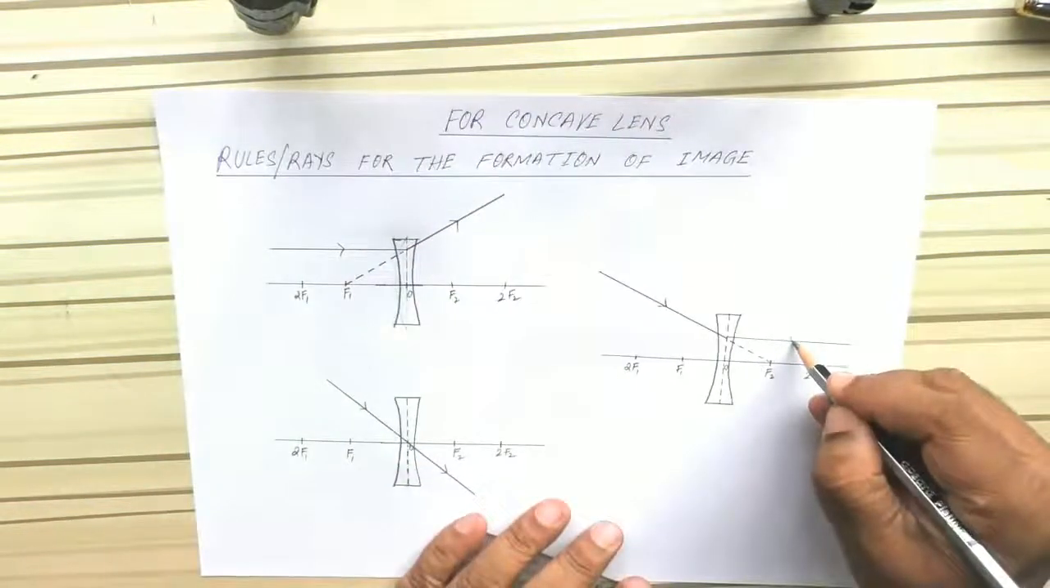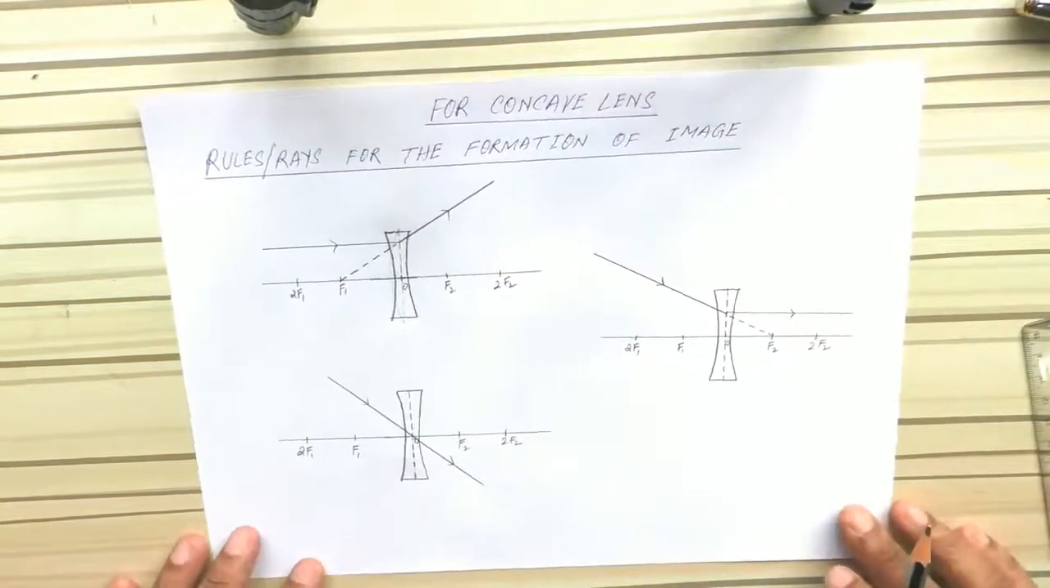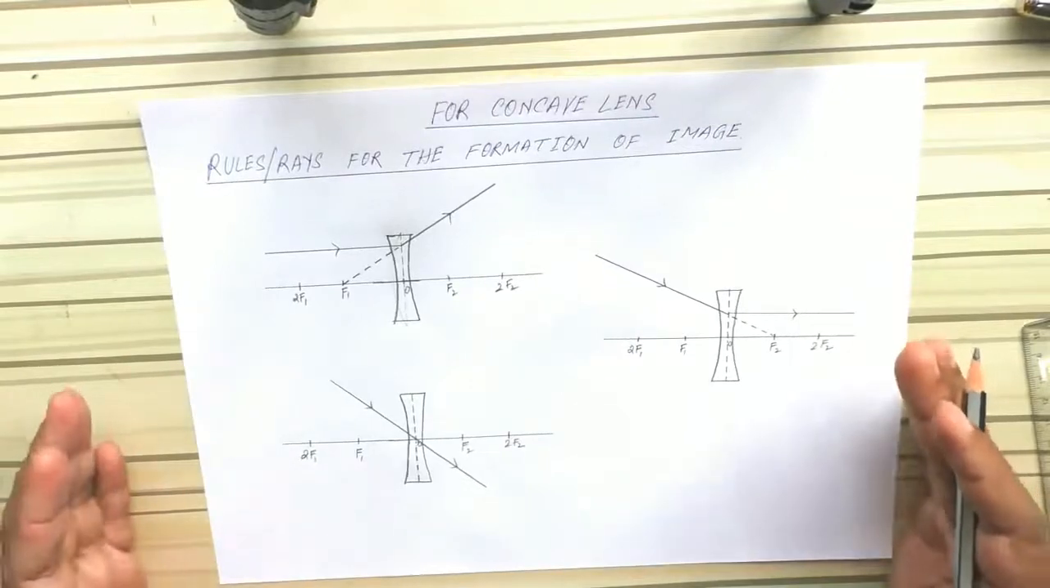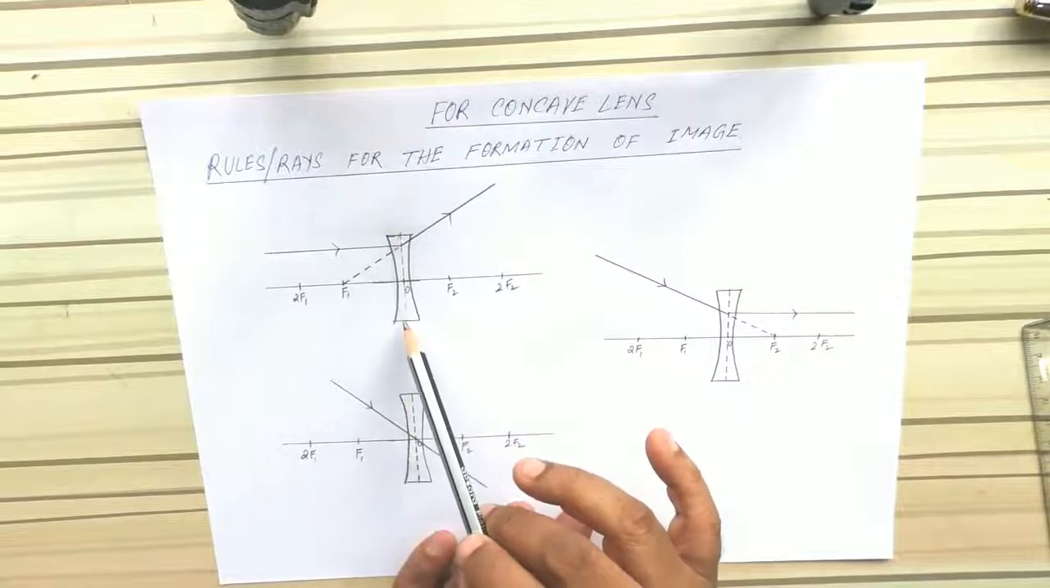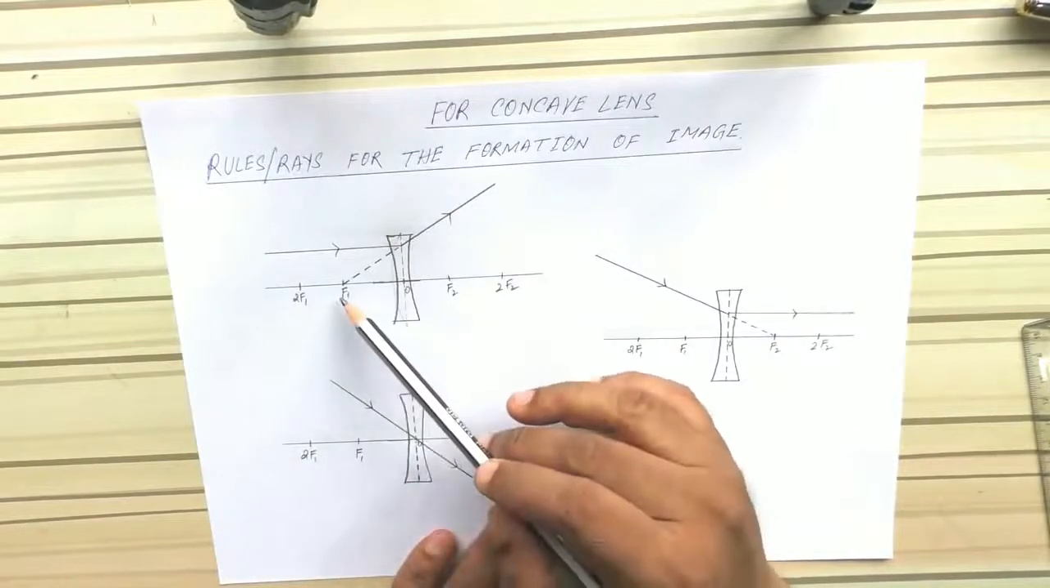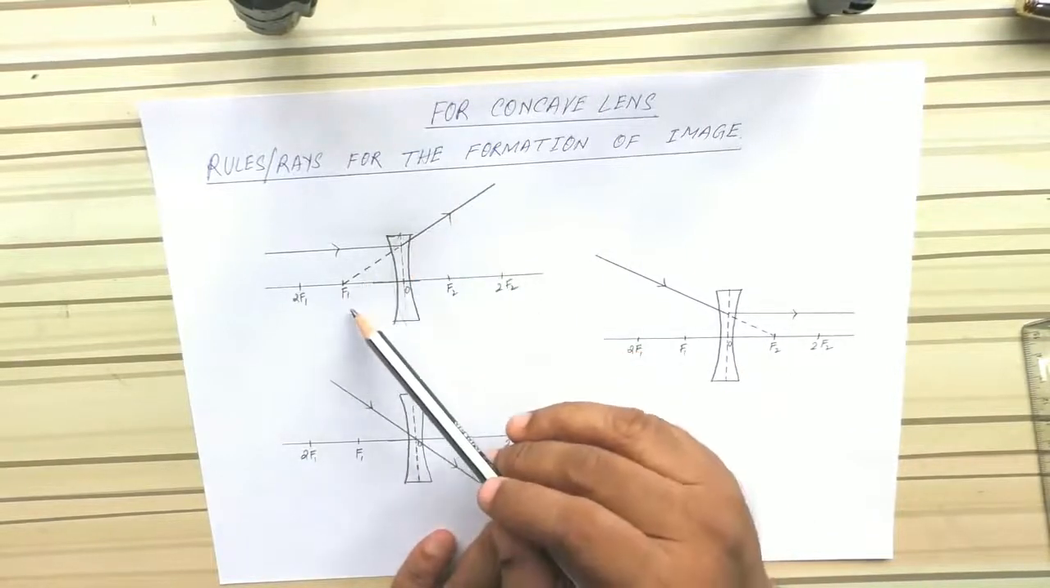This light ray becomes parallel to the principal axis. So we discussed three important rules for concave lens. First one, a ray of light incident parallel to the principal axis in case of concave lens, after refraction appears to diverge from focus f1.